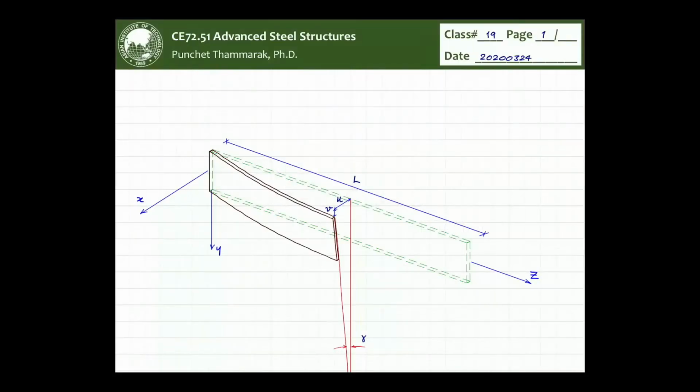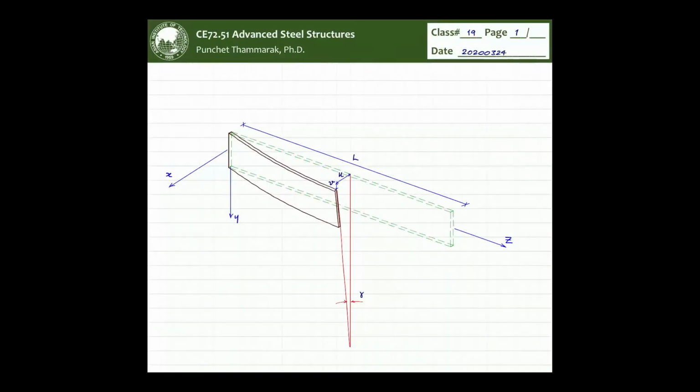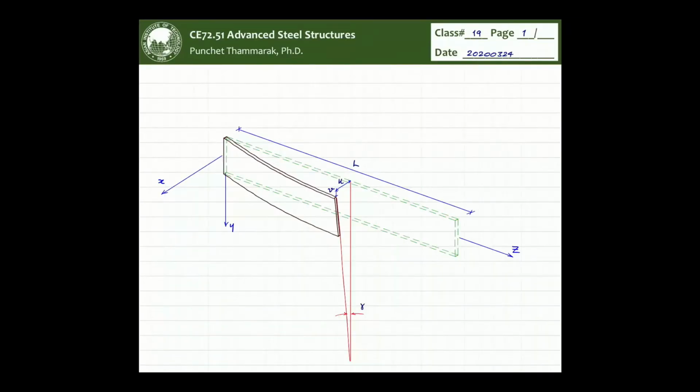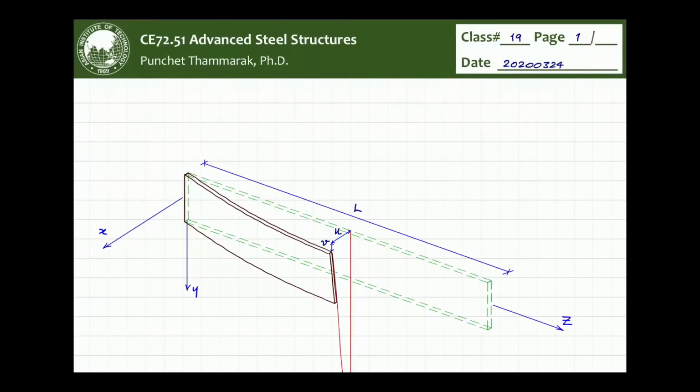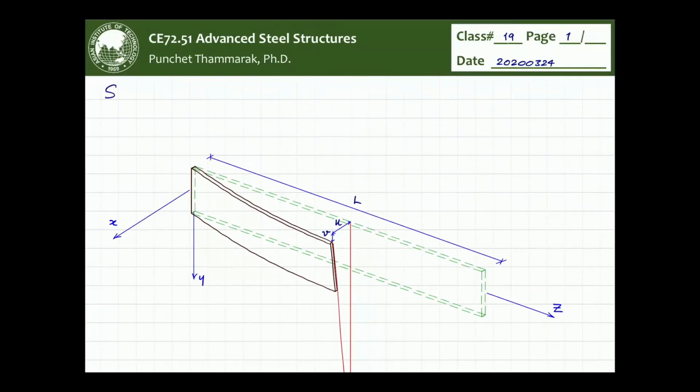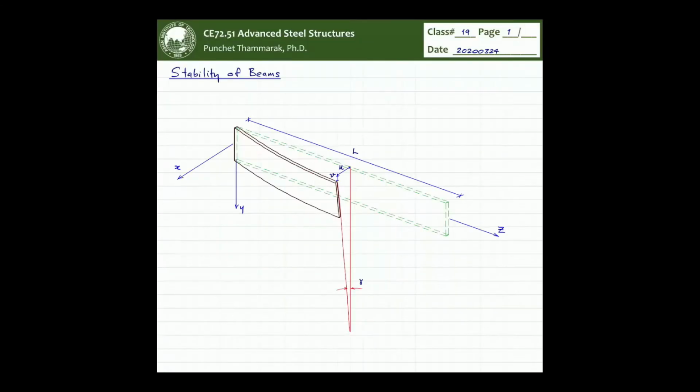This class number 19, we are talking about the flexural members. Basically, we are talking about the beam element, and the beam element stability is again the issue. So we'll be talking about the stability of steel beams.